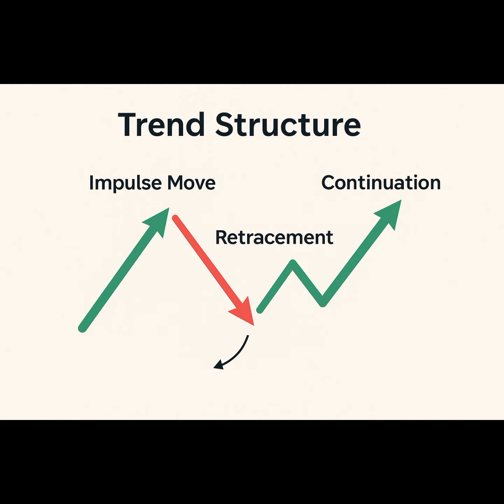Let's break down the structure of a trend. In an uptrend, you'll see impulse moves that push price higher, followed by pullbacks that form a higher low. In a downtrend, price falls in strong impulses, then bounces up slightly in a retracement, only to drop again. This structure creates a wave pattern, just like the ocean. The key to identifying trend is to spot these waves: impulse, retracement, continuation. Use this as your roadmap.